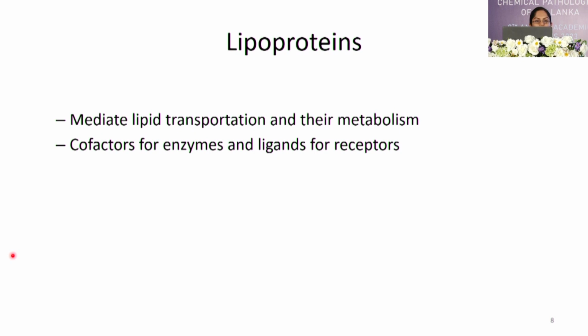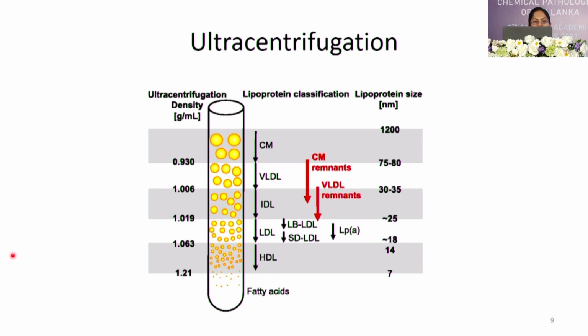What are the uses of lipoproteins? They mediate lipid transportation, and their metabolism plays a major role in day-to-day homeostasis. They are also cofactors for enzymes and ligands for receptors. And let's see how these lipoproteins are categorized. It is mainly by ultracentrifugation. You can separate the lipoproteins, and you see the chylomicrons on top because they have very low density, and then the high density lipoproteins at the bottom because they are very dense and small.